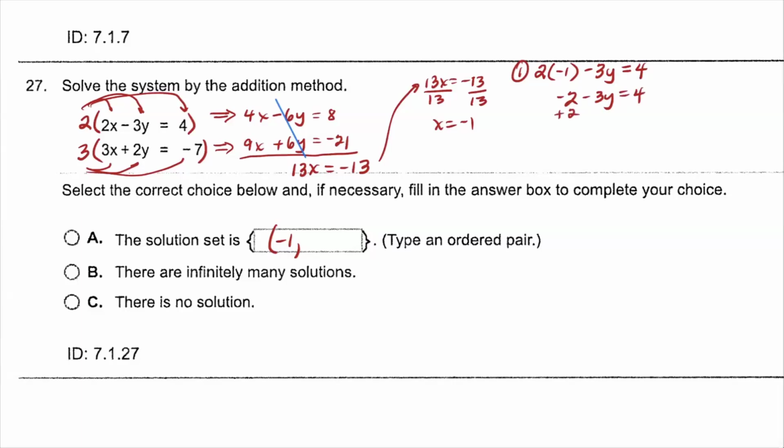Then we add 2 to both sides. We have negative 3y equals 6. Then divide by negative 3. So y is negative 2. So our ordered pair is going to be -1, comma, -2 with parentheses around them.